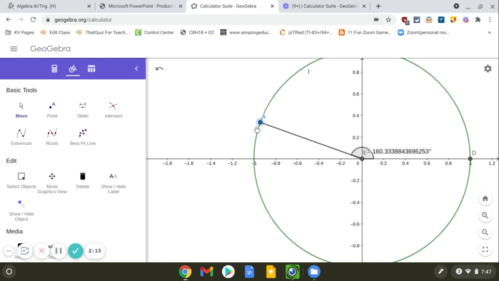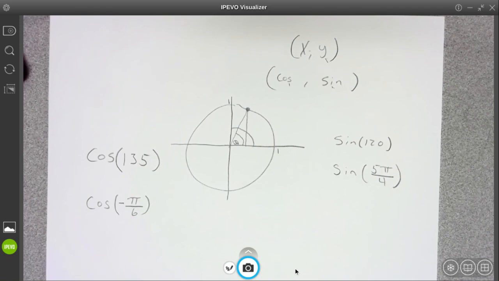And you can continue rotating here. At 180, the x value is negative 1, and the y value is 0. That's how far up and down it is, so that's why sine of 180 would give you 0. It doesn't matter where you are on the unit circle, you can always play that game. But the only ones we're going to focus on are our special angles.